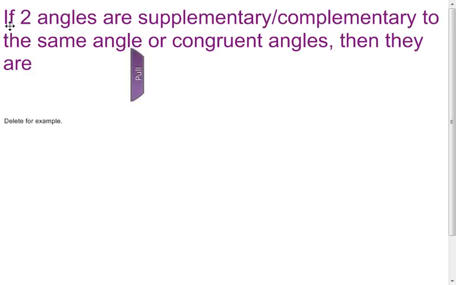So the first theorem says if two angles are supplementary to the same angle, then they are, and we're going to fill in the blank. The next one would say if two angles are supplementary to congruent angles, then they are, and we're going to figure that out. And the last two: if two angles are complementary to the same angle, then they are, fill in the blank. And the last one will be if two angles are complementary to congruent angles, then they are, well, and that's what we're going to look at.